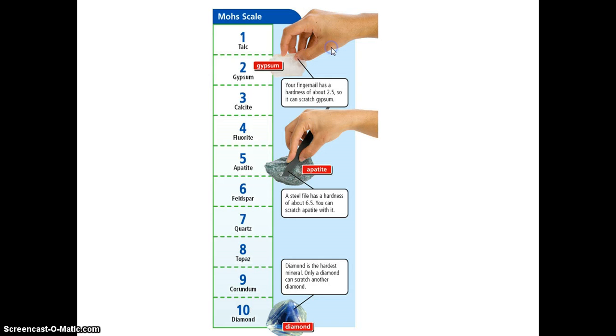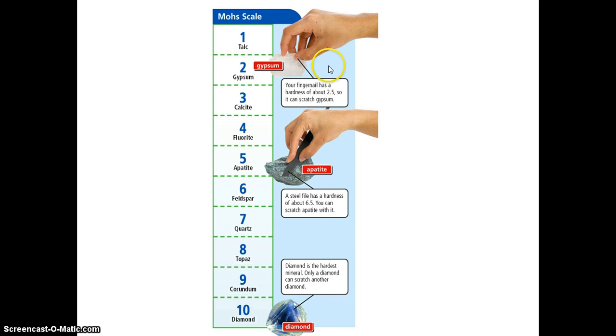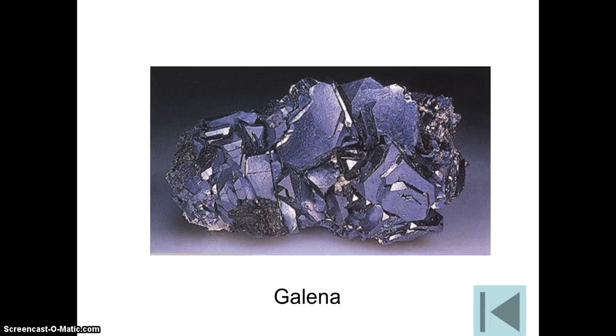Okay? Let's look at the Mohs hardness scale. So looking at the Mohs hardness scale, you can see different things. So a steel file or steel nail has a hardness of 6.5. You can scratch apatite with a steel nail because apatite has a hardness of 5. Okay? So really it's about relating the hardness of the object with the hardness of the mineral and figuring out where it fits. Okay? All right.